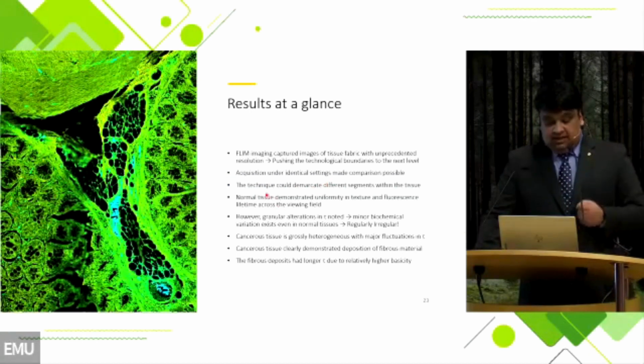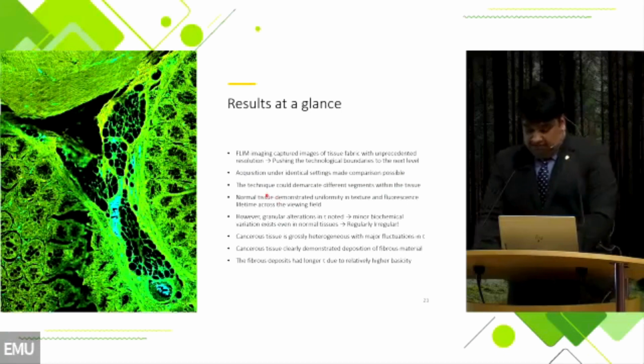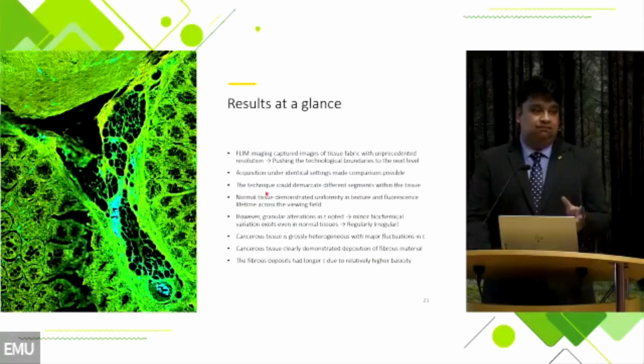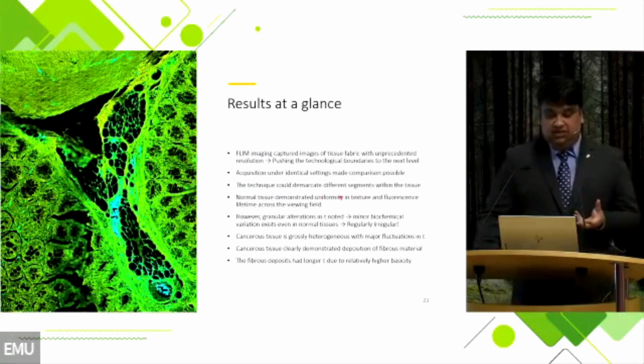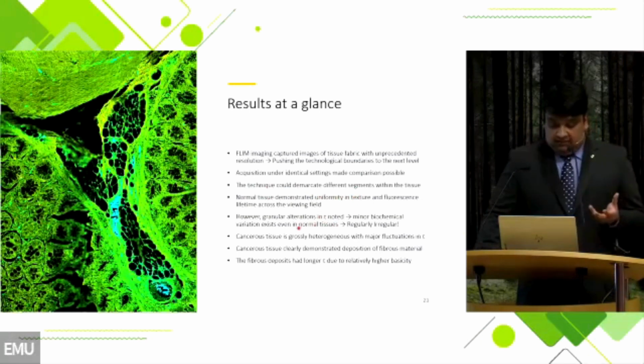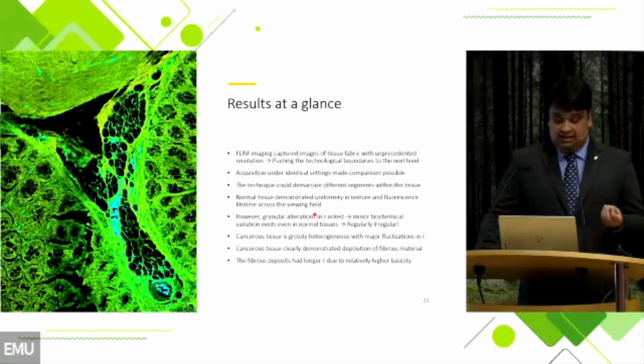FLIM can already show, like in many of the previous slides, the different areas based on the pH particularly that are emerging within the tissue, and often as an ominous sign that something is wrong. Now, normal tissue demonstrated uniformity in texture and fluorescence lifetime across the viewing field, and that's pretty much gone in case of cancer tissues.